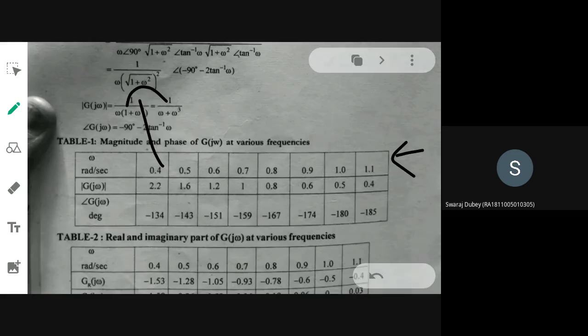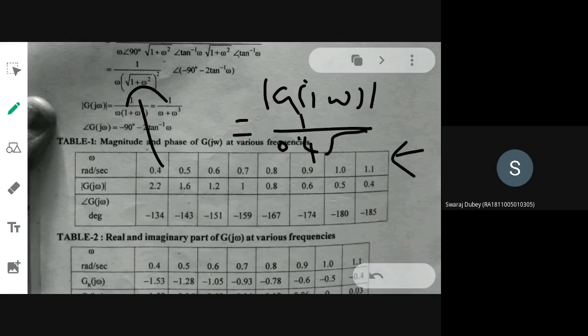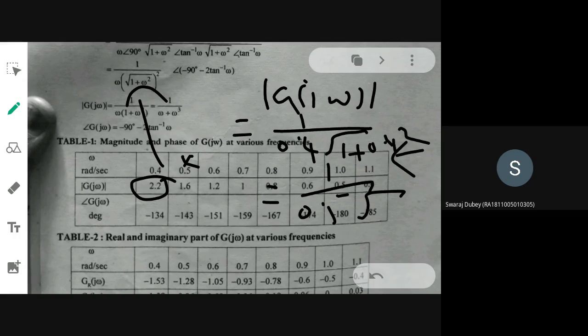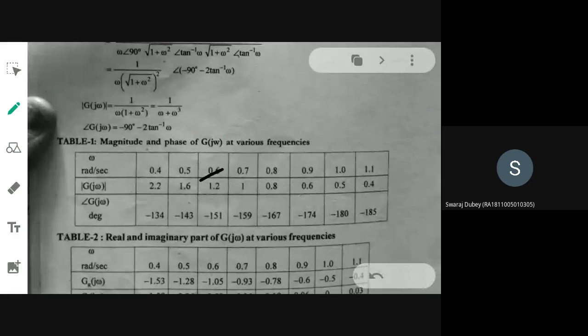So the magnitude of G(jω) will be equivalent to 1 divided by 0.4 times the square root of 1 plus 0.4 squared. For that, what is the magnitude that they have got? 2.2. Same way, if you substitute ω is 0.5, the same formula, 1 divided by 0.5 times the square root of 1 plus 0.5 squared, what is the magnitude? 1.6. Same way you substitute different values of ω in this equation and tabulate all the values of magnitude.